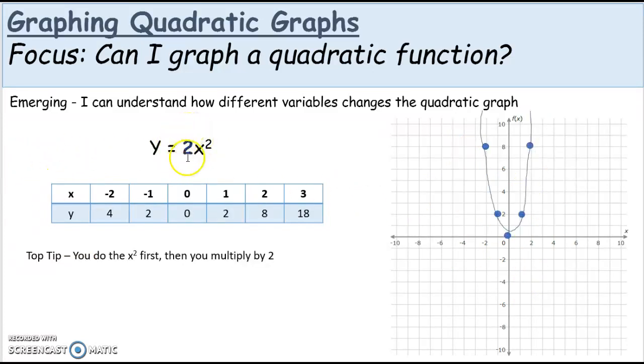For this one, there's a 2 in front the exact same way. So 0 squared would be 0, times 2 would be 0. Now here's the deal. A lot of people make the mistake here. You gotta square first, then times 2.